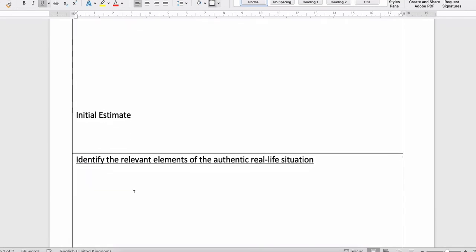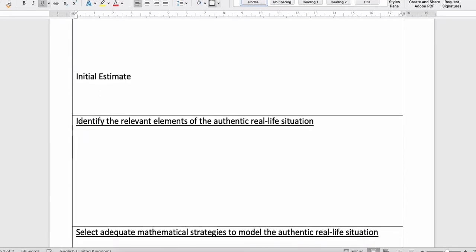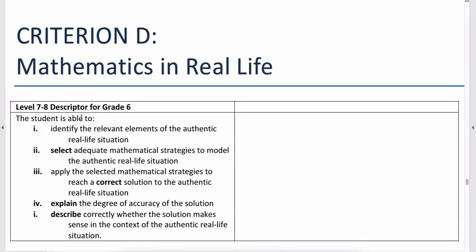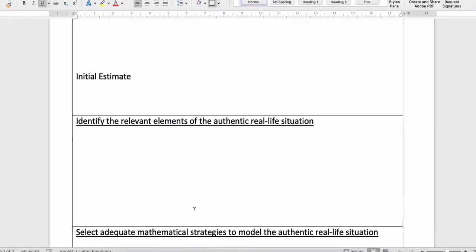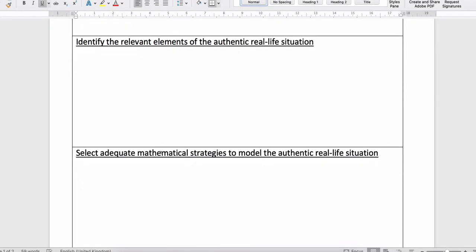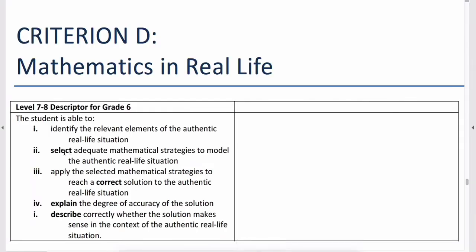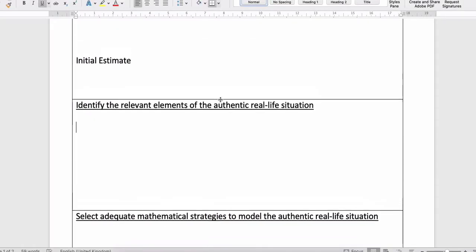And then for every cell, every box, for instance here, identify the relevant elements. Basically, it is the strand which is in the descriptor. Identify the relevant elements. And in the second box, select adequate mathematical strategies. That's actually the second strand. So if you use the template, then you should not miss anything. The only thing you have to know, of course, is how and what to write in those particular boxes.